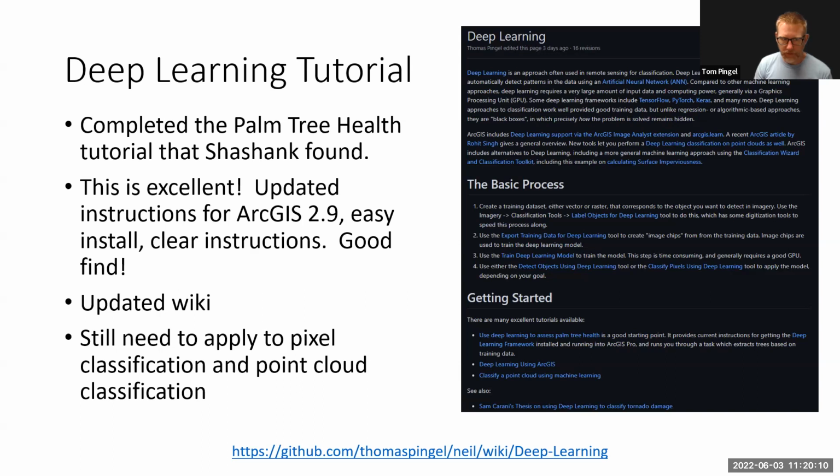I still need to apply it to pixel classification. So the palm tree one finds palm trees, which is neat. It's not as good as you would think. The results, you mean, right? Yeah, based on what you train. But it's good to understand how to train it in GIS. That's what I found. Even the training provided by Esri is okay to understand the concepts, but the results are not what you would expect.